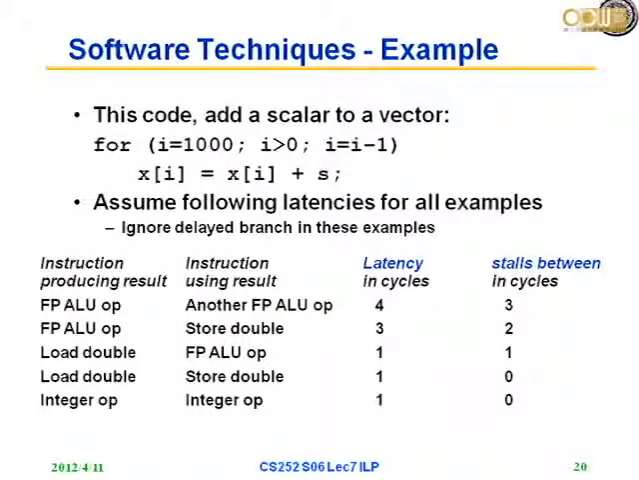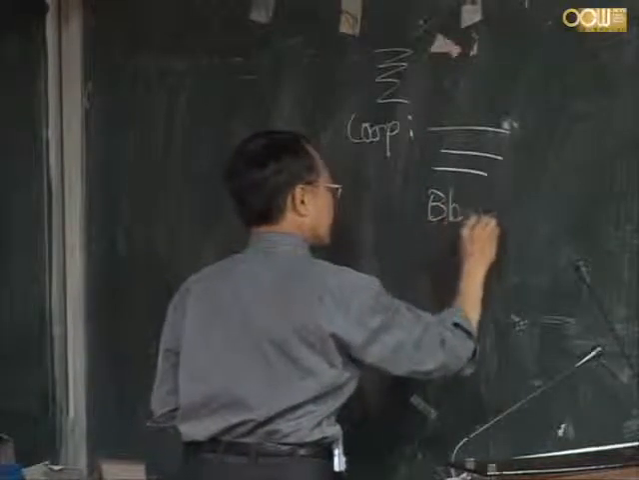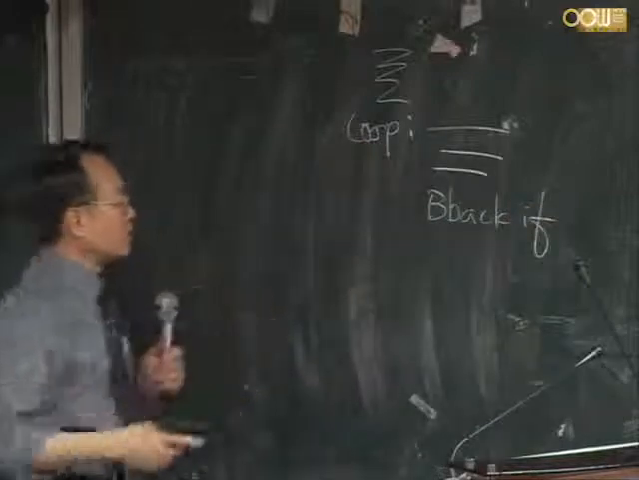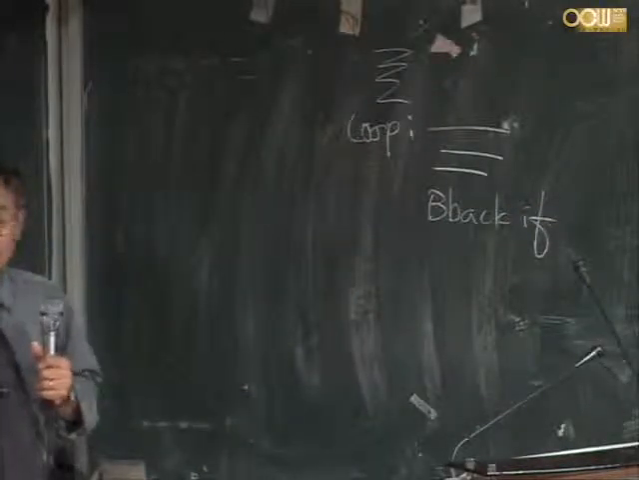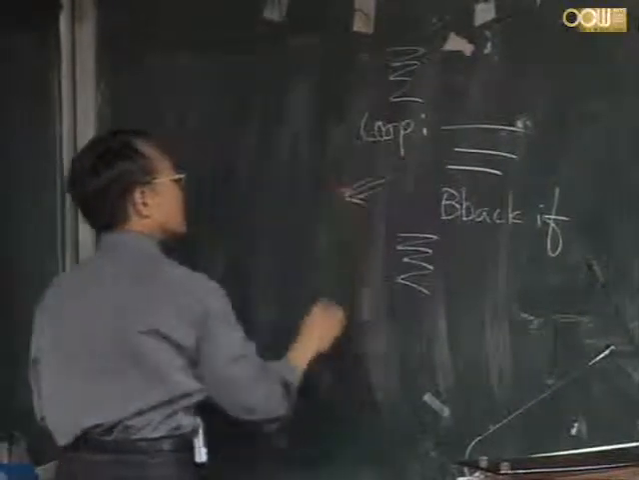Okay, so this is a software technique. You will change your machine's program. Originally what you have is this: the code, loop. This branch is a branch back if, right? Loop control branch. Then you will want to change this to what?